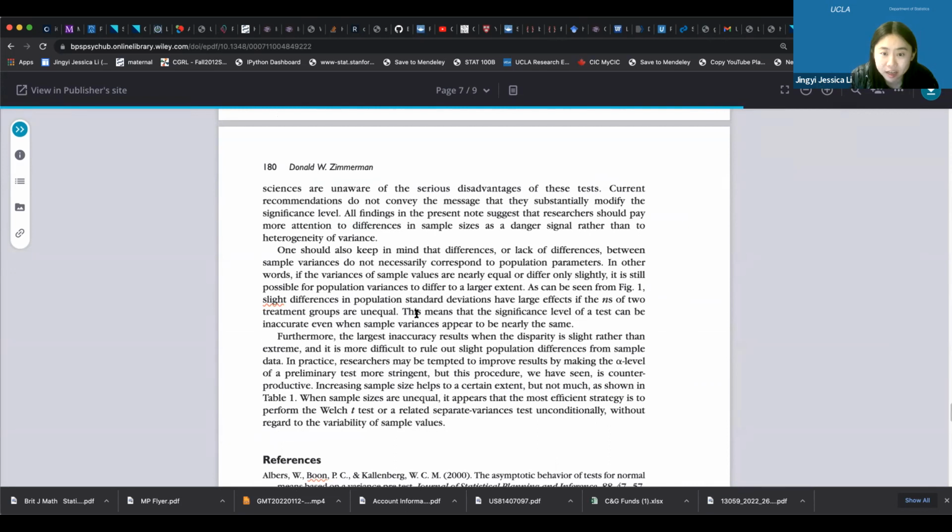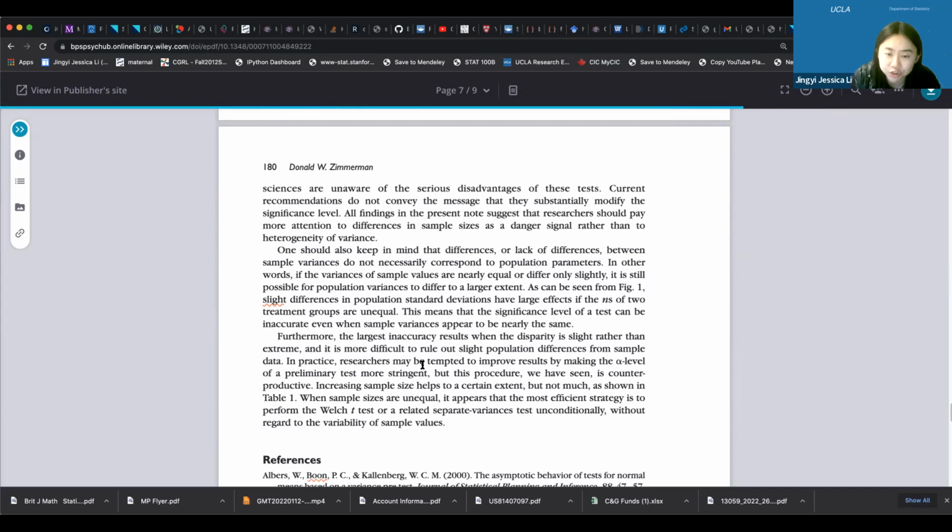furthermore, oh, maybe here. So this means that the significance level of a test can be inaccurate even when sample variances appear to be nearly the same. Furthermore, the largest inaccuracy results when the disparity is slight rather than extreme, and it is more difficult to rule out slight population differences from sample data. So the next sentence will make more sense.